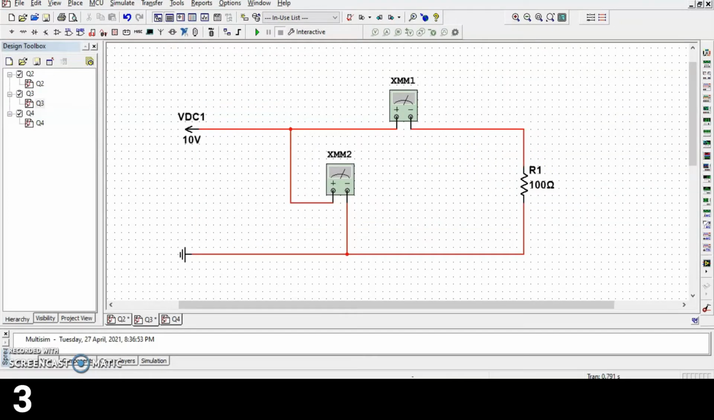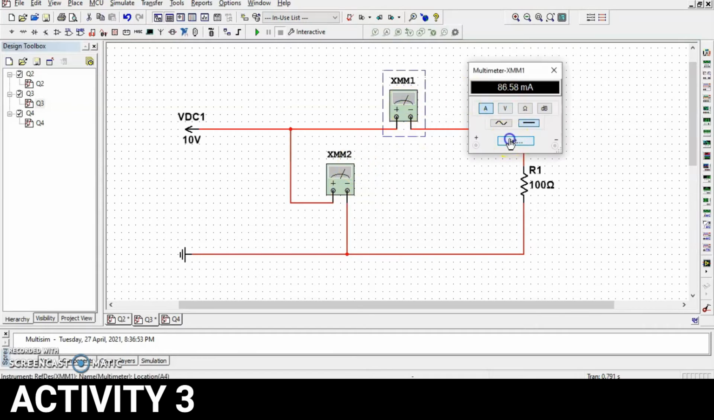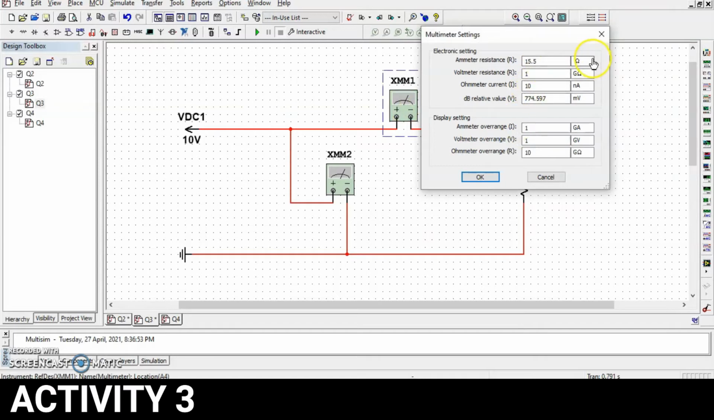Next, for exercise 1A activity 3, here you can see this is the voltage reference of 10 volt, and here is the ground, and here we have the R1 resistor set to 100 ohms resistance. And here we have the multimeter connected in series to the circuit, and the second multimeter is connected in parallel to the circuit to get the voltmeter. And then the question asks you to set the internal resistance of the ammeter to 15.5 ohm. So we set the ammeter resistance to 15.5 ohms.